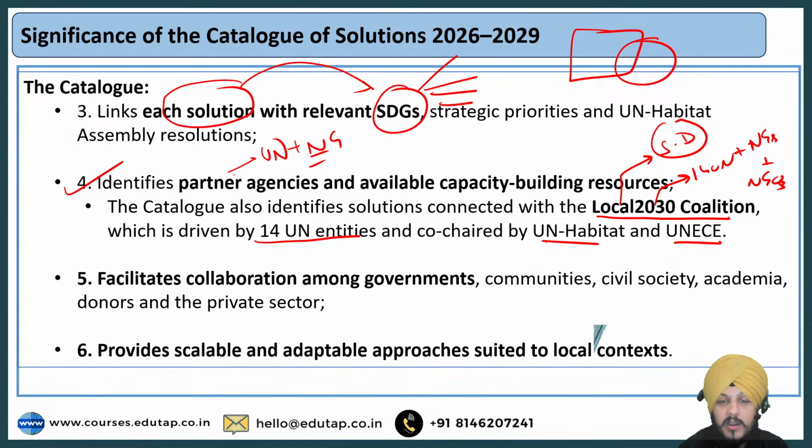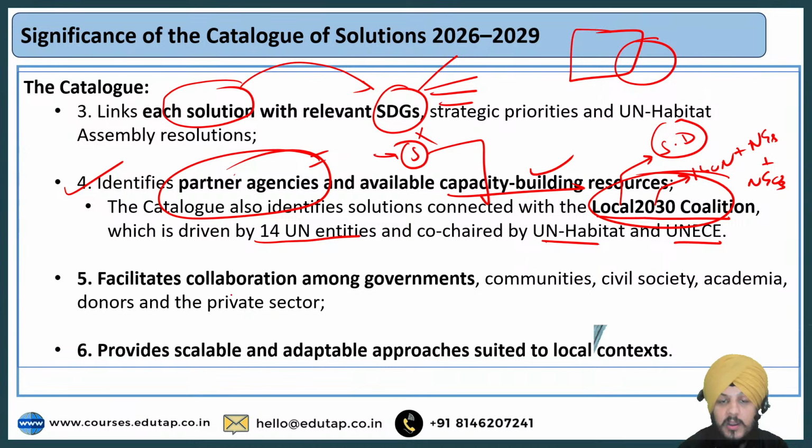So the point is that when this catalog is providing solutions, these solutions again are not provided in an isolated manner. It is well connected with the Local 2030 Coalition too, which basically means that it is taking care of these partner agencies and making sure that available capacity building resources are there. Then the fifth point is that it facilitates collaboration among government, communities, civil society, academia, donors, and the private sector. And lastly, it provides scalable and adaptable approaches suited to local contexts. So local solutions have also been provided as a part of this catalog of solutions.